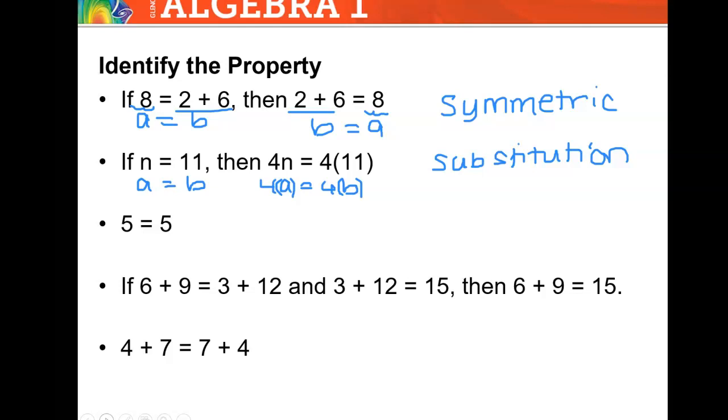All right, this is the hardest one we have. 5 equals 5. Super hard, right? What'd you get, Evan? 5 equals 5. Which property?